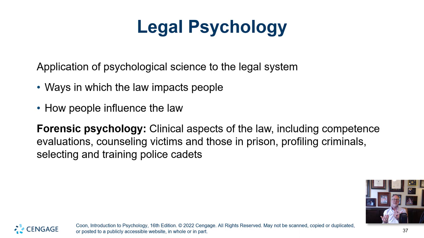For example, a legal psychologist might apply what's been learned about human development, memory, and cognition to questions about eyewitness testimony or children's ability to serve as a reliable witness. A related area of study you've all heard about is forensic psychology. It's focused more specifically on the clinical aspects of the law, including competence evaluations for criminals and other adults, counseling both victims of crime and people in prison, profiling criminals, and helping to select and train police cadets. That's an important one to remember too.